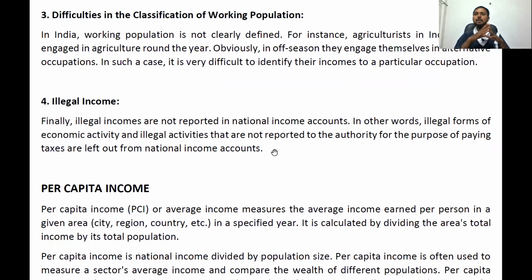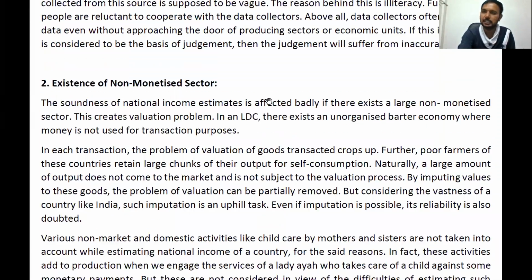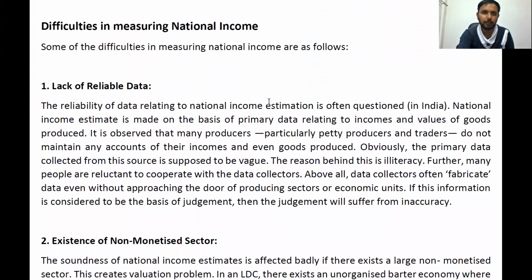So guys, there are many people in India who just don't want to pay taxes. So they hide their income so that they need to pay less tax. And for this purpose, they don't show their actual income. And we can say the income on which tax is not paid is considered illegal income. So these kinds of things also usually happen in our country, and this also creates a problem for measuring national income correctly. So there are four different difficulties for measuring national income in India.